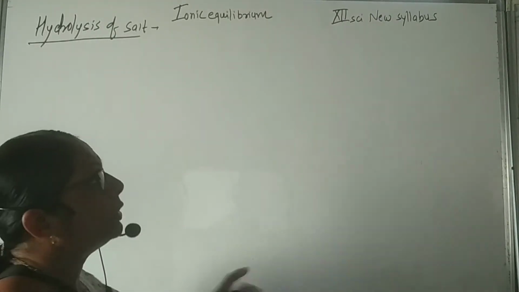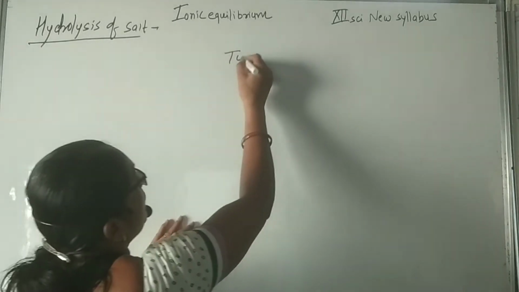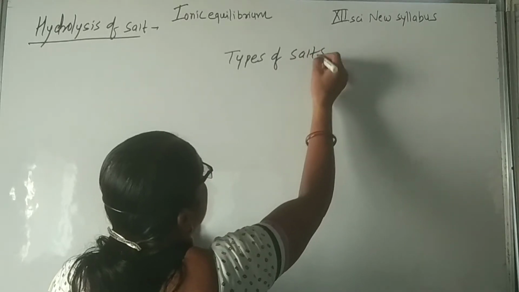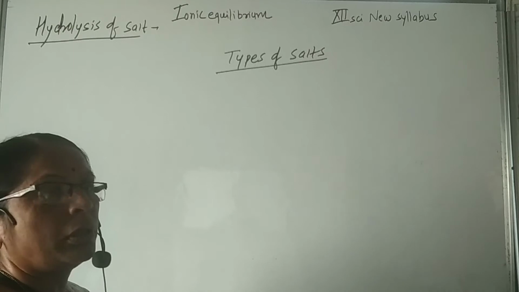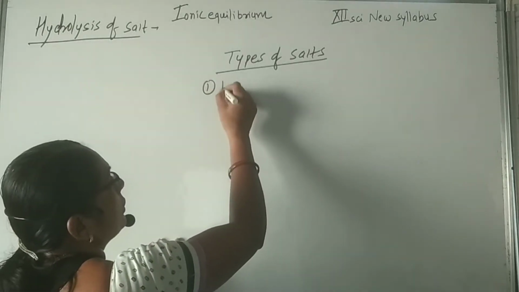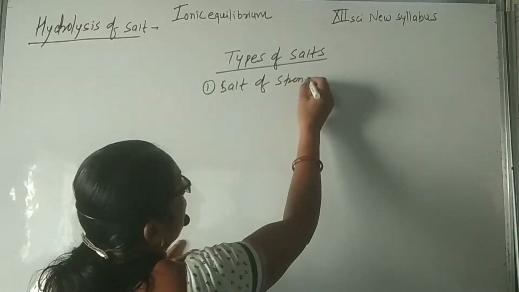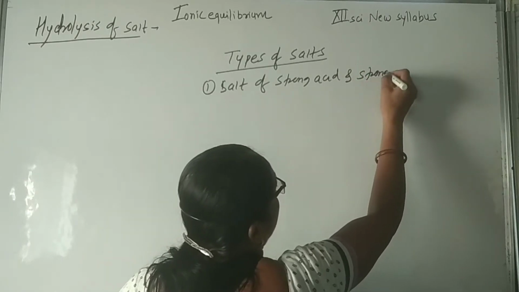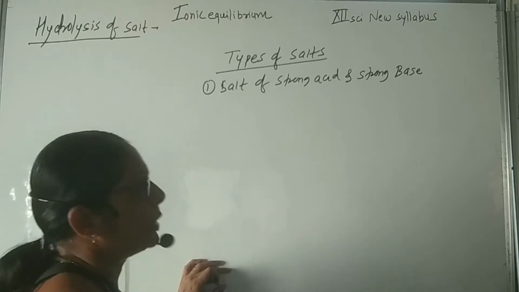Before we consider how hydrolysis occurs, let us consider the types of salts. There are four types of salts, based on the type of acid and base we are using. The first is salt of strong acid and strong base.